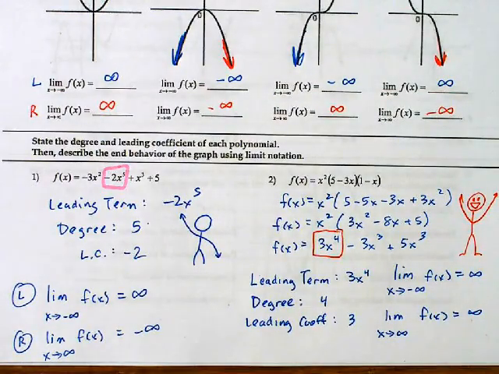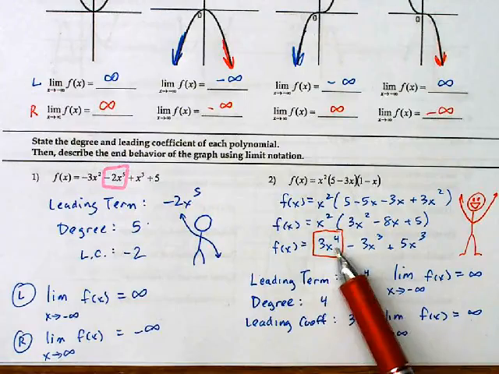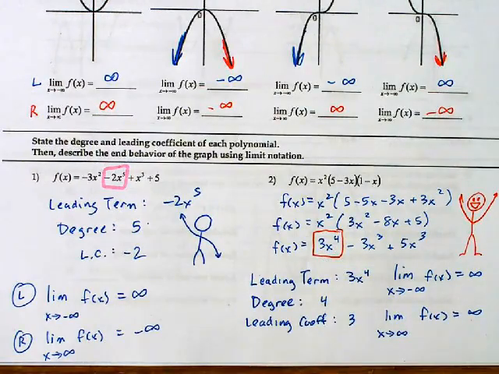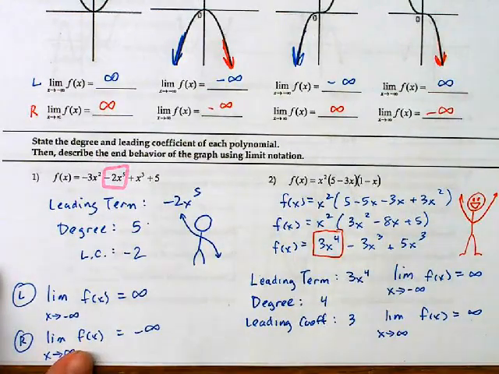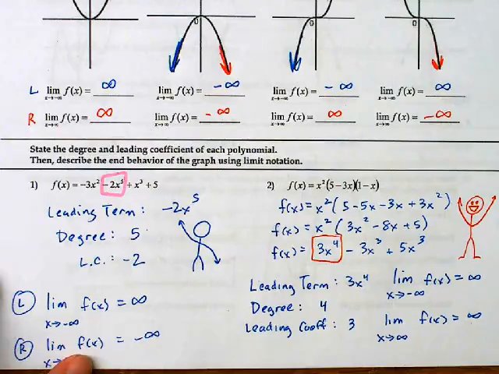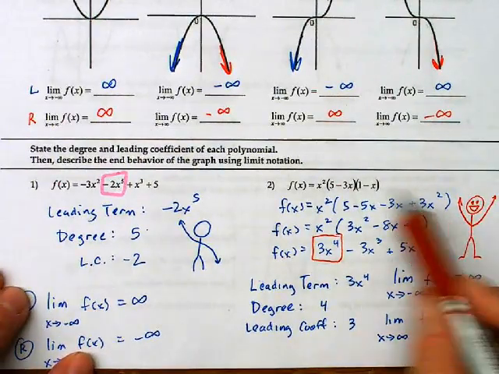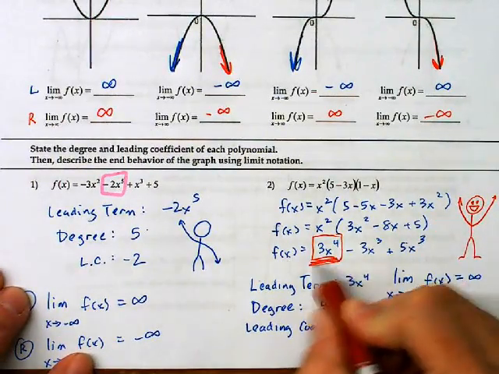So for a degree of 4, leading coefficient positive, 4 is even, we should realize the two ends of this point up, and we can write that limit out for the left side and the right side. Now, just as a little side comment here, this wasn't so tough to simplify, but there could be other functions that could be pretty brutal to work all that out just to get to what we need there, the 3x to the 4th.